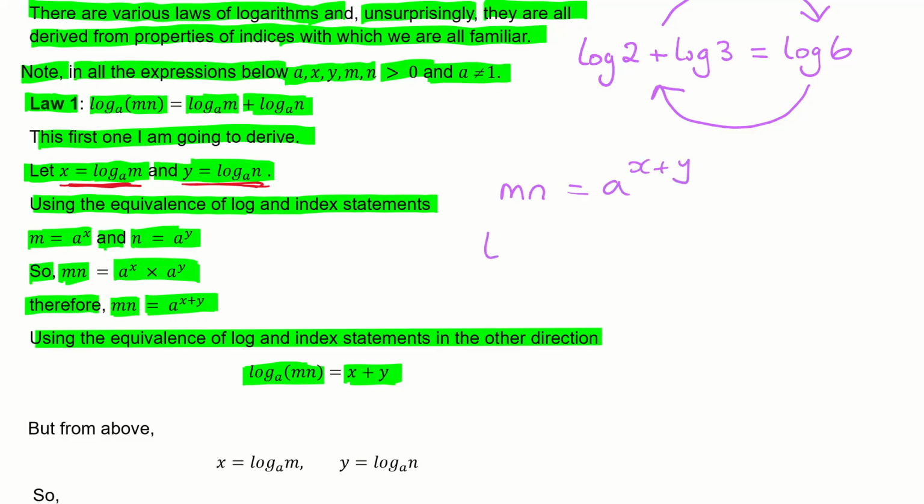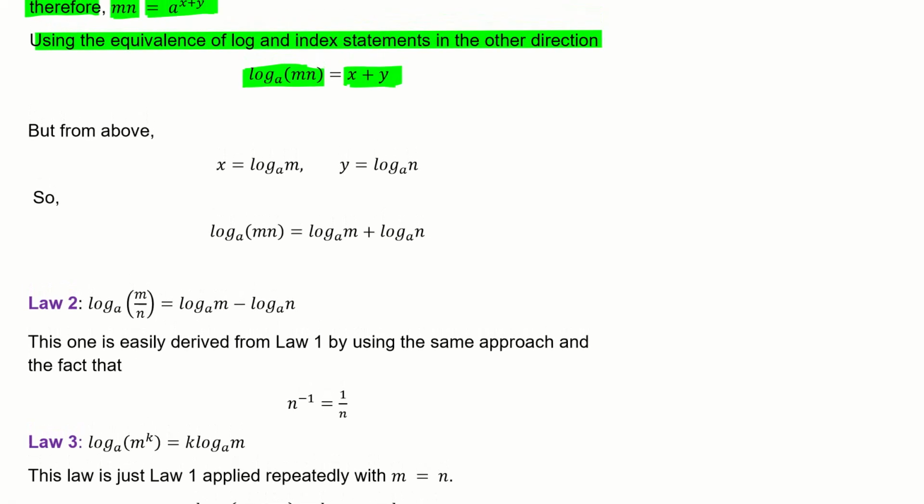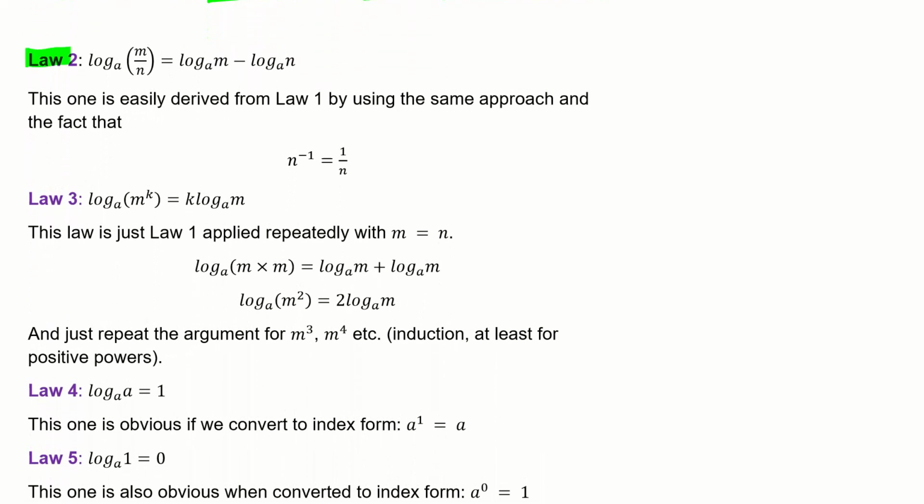Writing that into log form gives us log to the base a of mn is equal to x plus y. This is what we've been using in many of the examples before. But from above, x is log to the base a of m, y is log to the base a of n. So we get that log to the base a of mn is log to the base a of m plus log to the base a of n. And that's law 1.